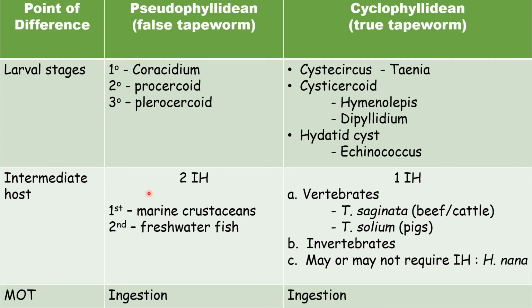We can also have invertebrates. We have another species of cyclophyllidean wherein it may or may not require an intermediate host. So it can have a direct type of life cycle, or an indirect type of life cycle wherein an intermediate host is not needed, or it is possible that it requires one. It's your Hymenolepis nana. Okay? So for the mode of transmission, usually they go with ingestion. Okay?